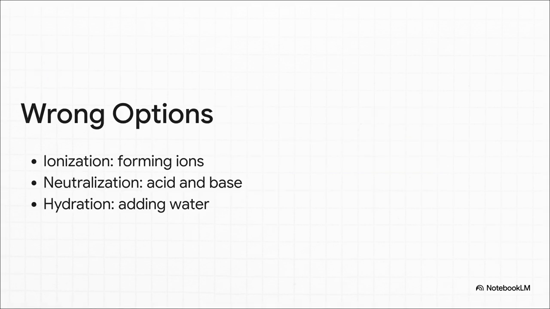But hey, let's be thorough and knock out the other options so we know for sure why they're wrong. Option B is ionization, which is just forming ions, like when something dissolves, not what's happening here. How about C, neutralization? Well, that's usually an acid plus a base giving you a salt and water. If you look at our equation, it's basically the exact reverse of that, right? So C is out. And finally, D, hydration, just means adding water to something without actually splitting it into new things like acids and bases.